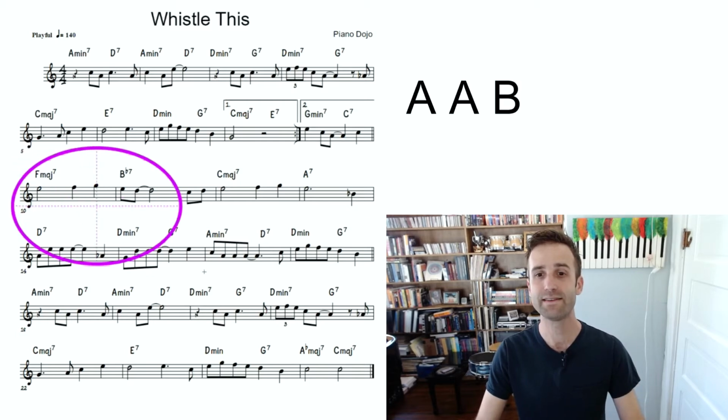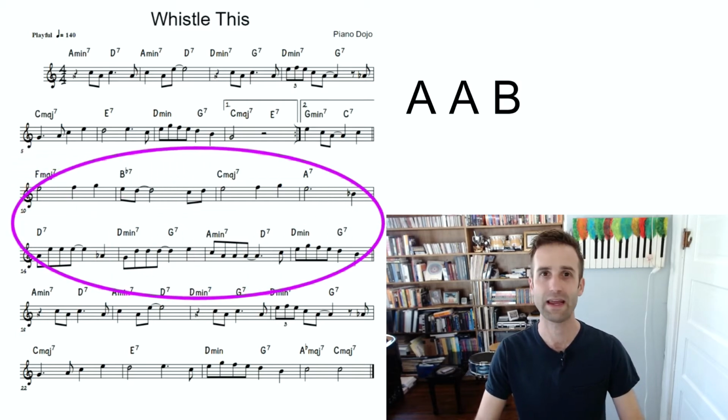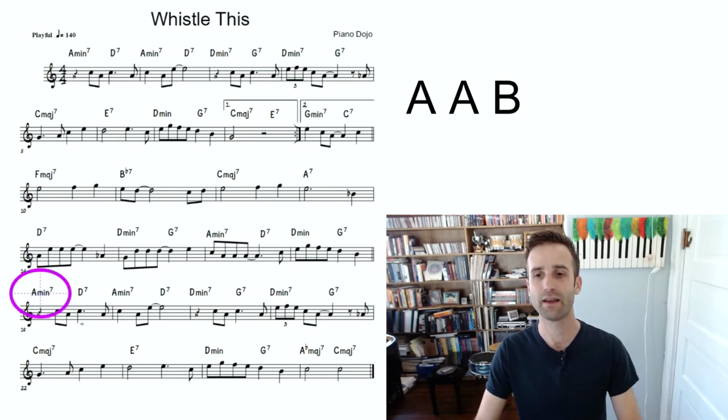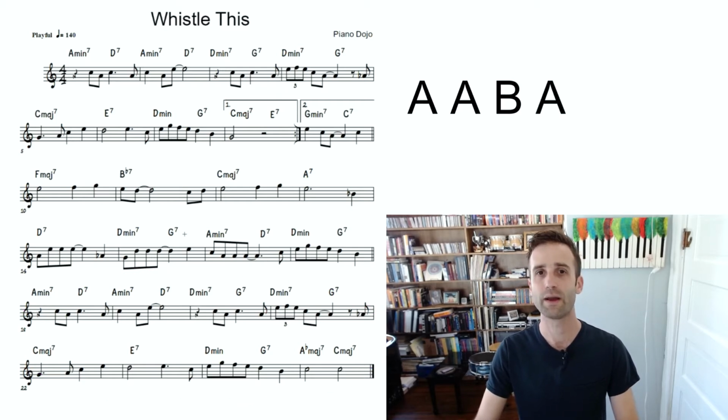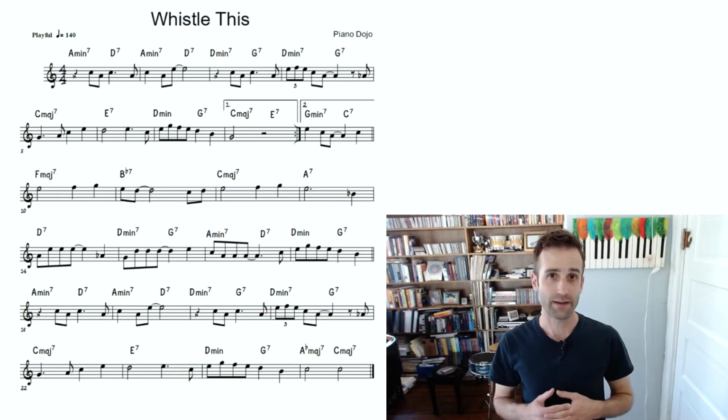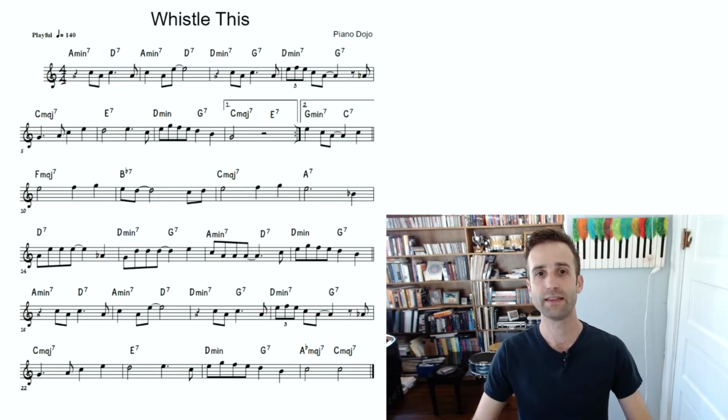And then we have a B section that is also 8 measures, but only 8 measures with no repeat. And then finally, we have a final return to the A section, which is another 8 measures. So we have what we call the AABA form, which results in 32 measures. Now, within each of these measures, we can see that we have quite a bit of 2-5-1 activity.